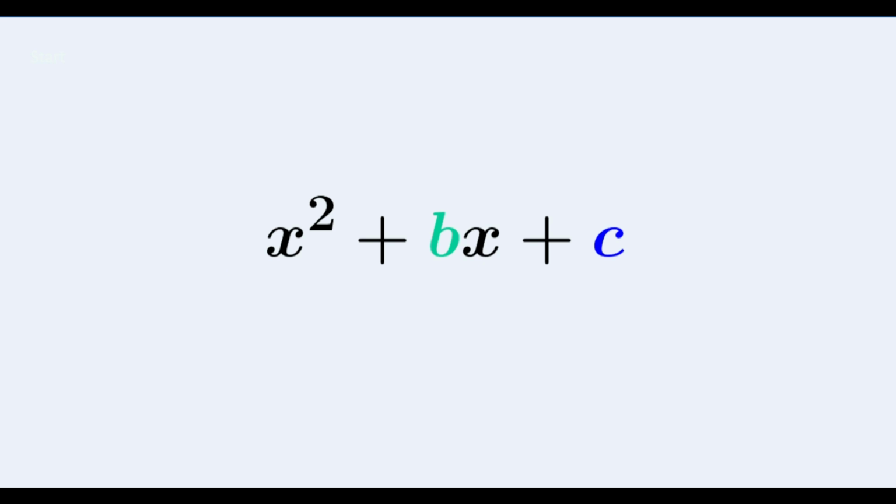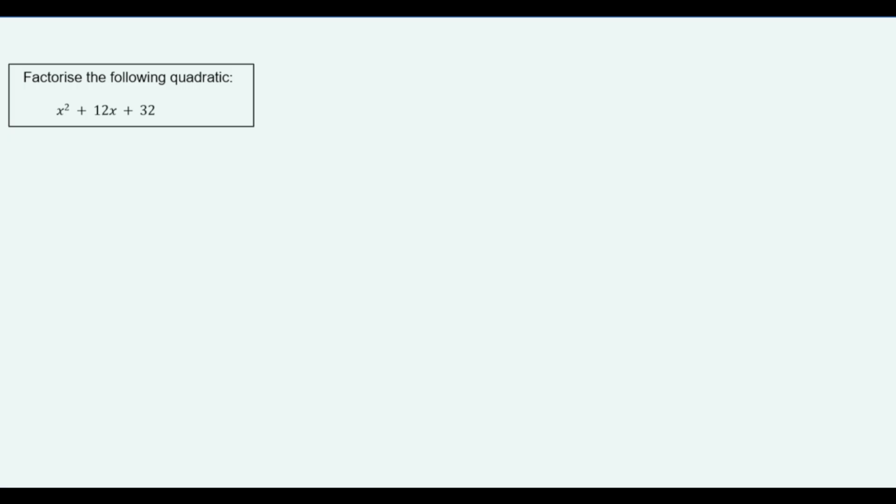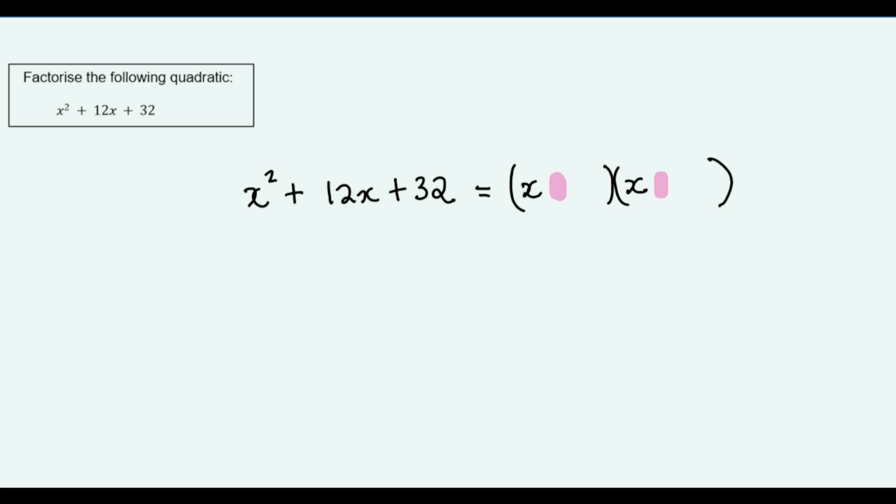So I'm just gonna jump right into an example to show you how to do it. So you write down your quadratic expression. Okay, now we want to write this as two brackets. Here we'll have x, here we'll have x. Okay, now what we need to figure out is what signs do we need to put here and what numbers do we need to write here.